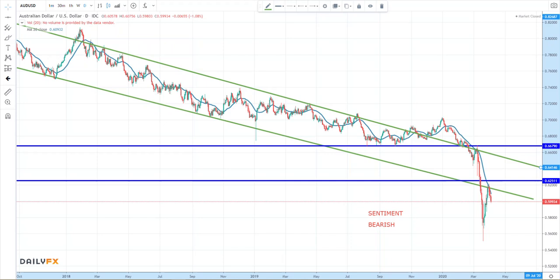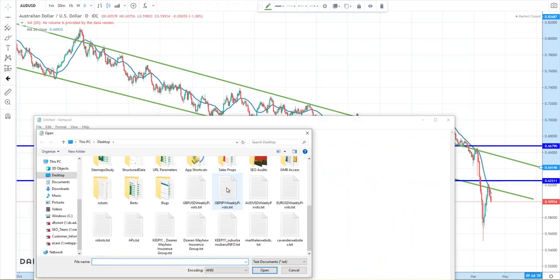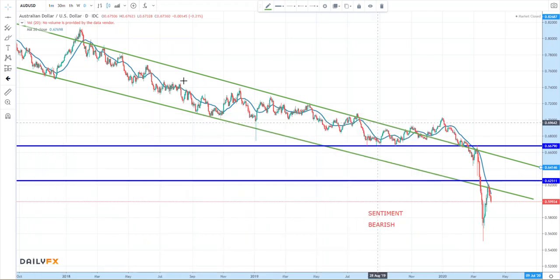Okay, we've got the daily Aussie chart displayed here. Let's go ahead and pull up our pivot points. Just before we get into pivot points, my overall sentiment is bearish. We see this descending price channel over the last couple of years. Pretty cut and dry, right?